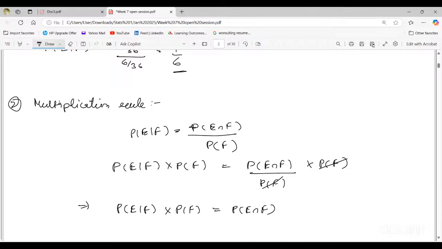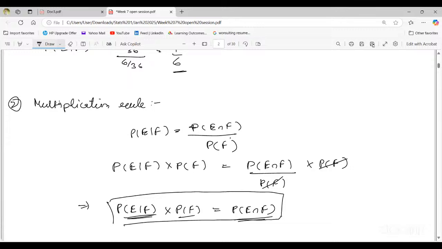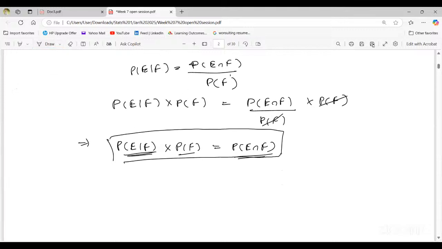Which states that the probability that both E and F will occur will be equal to the probability that F occurs multiplied by the conditional probability of E given F. Got it? This is my multiplication rule. It is just simple. If you see in this conditional probability formula also, if I just put this probability of F here and multiply, this would be the same condition.